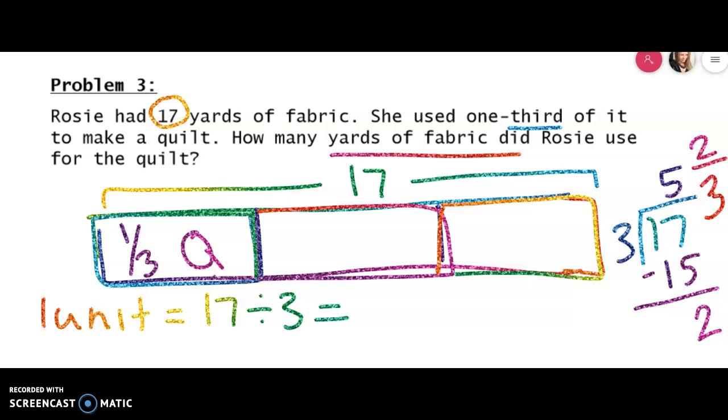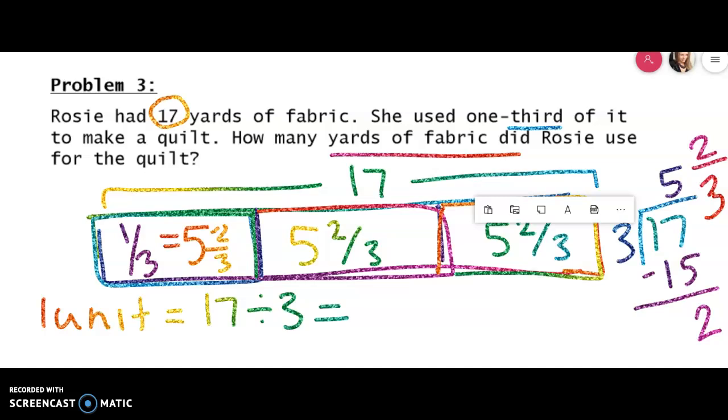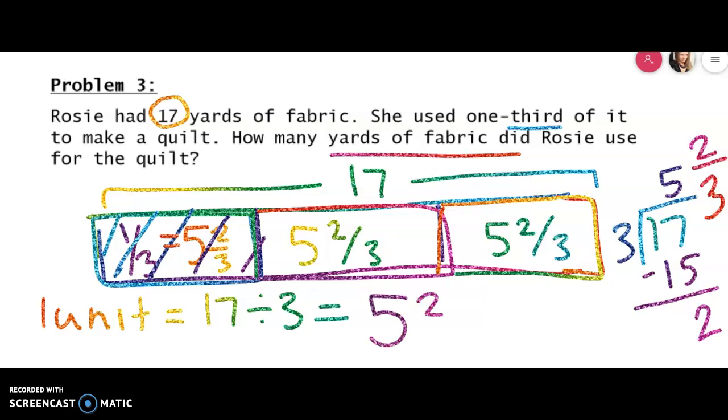So the answer is that each of these thirds has a value equal to 5 and 2/3, 5 and 2/3, 5 and 2/3. But we are only looking for this one right here, because she only used one of the thirds to make a quilt. So the answer is she used 5 and 2/3 yards to make her quilt.